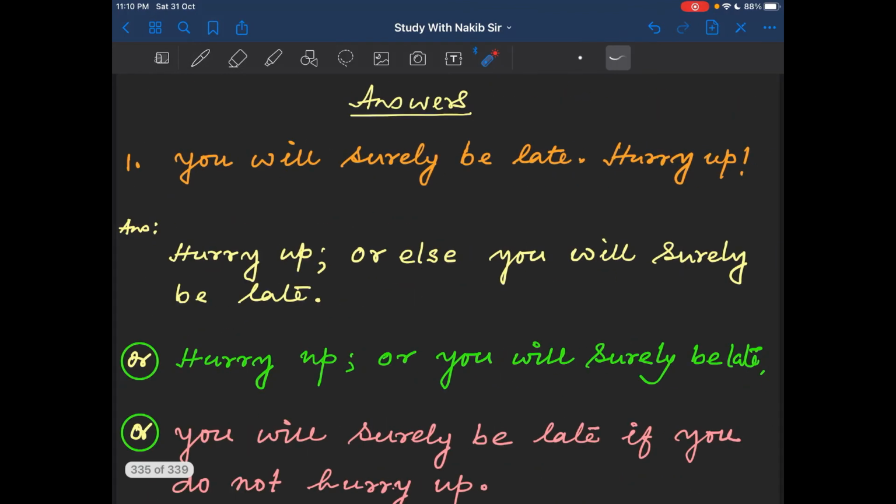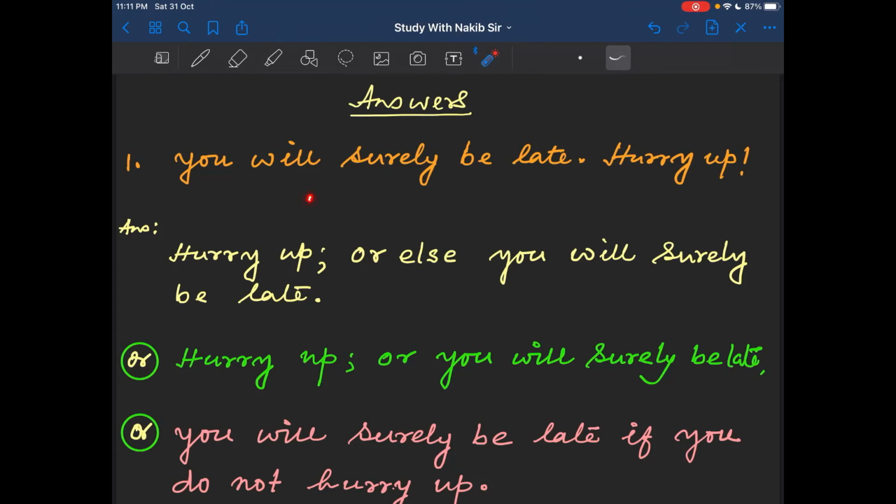Now see the answer. First see the question. You will surely be late. Hurry up. Now see the relation. Hurry up is the instruction or condition, and you will surely be late is the result or consequence. The relation is alternative relation. One is not, other is yes. So the mechanical or technical side is, this is the logical side, your intellectual side. And the mechanical side is that you can use or else, or simply or, if, or otherwise.